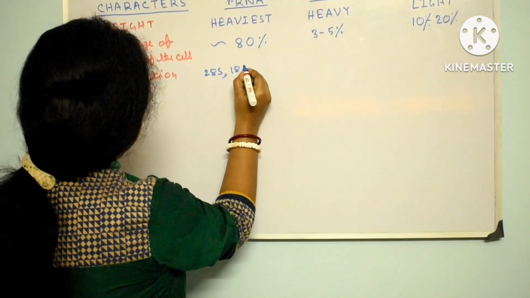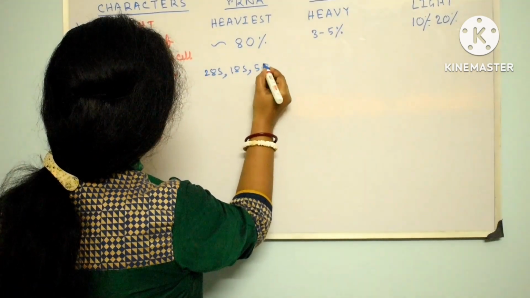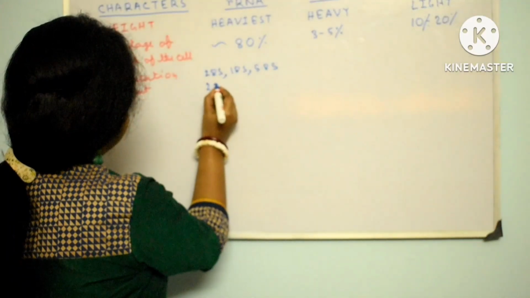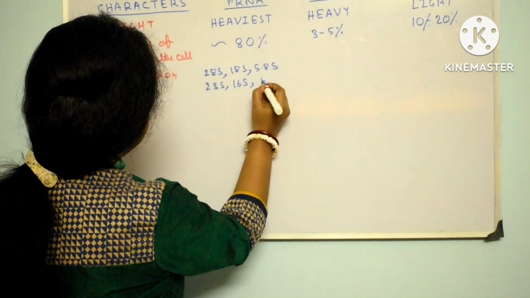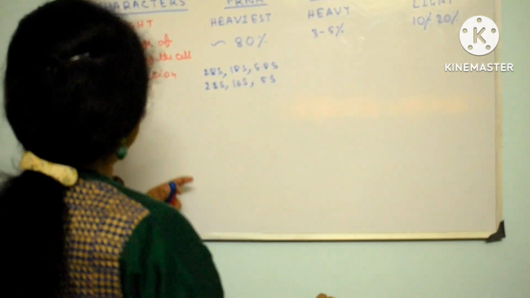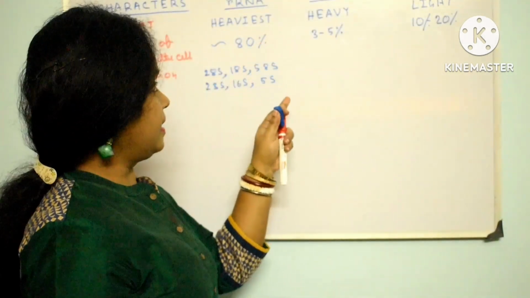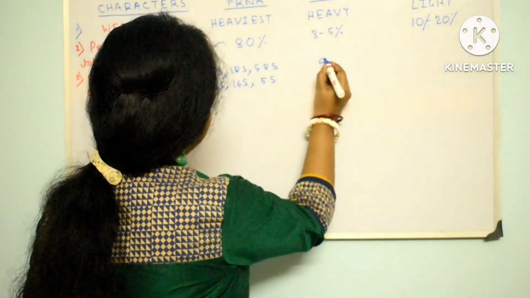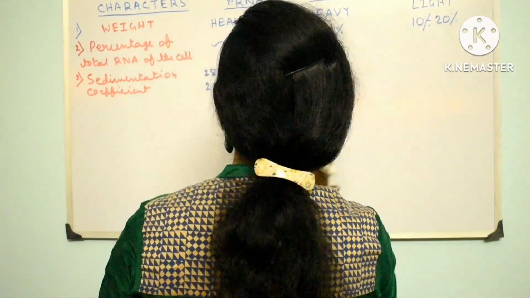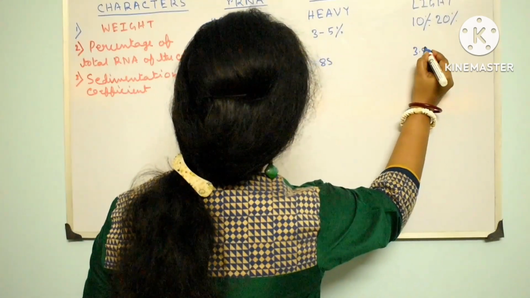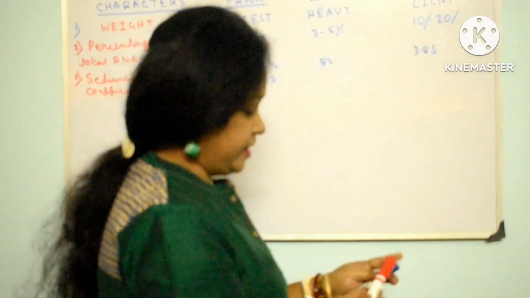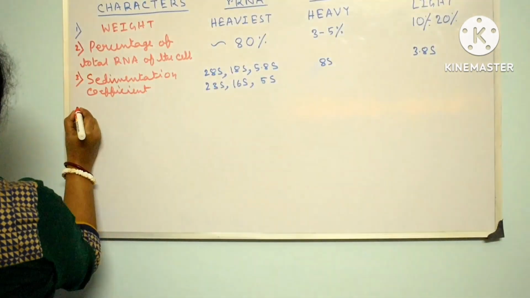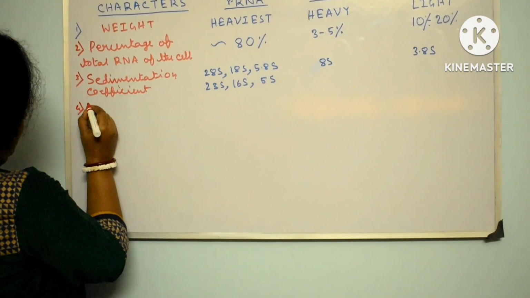28S, 18S, 5.8S, 23S, 16S and 5S. These are the sedimentation coefficients in case of rRNA. And what will be in case of mRNA? This one is 8S, and in case of tRNA this one is 3.8S.